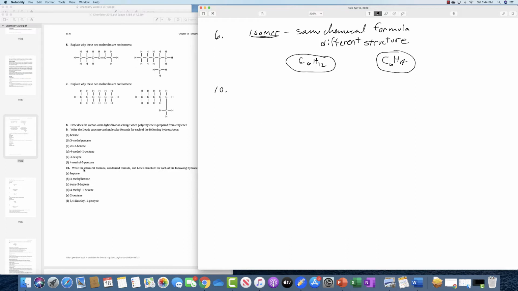And let's start. It says write the chemical formula. So heptane. Now, the first 10 carbons, you need to make sure you understand the prefixes. So it's methane, then ethane, then propane, then butane, then pentane. So that's 5. Hexane, and then heptane. Heptane means that you have 7 carbons.